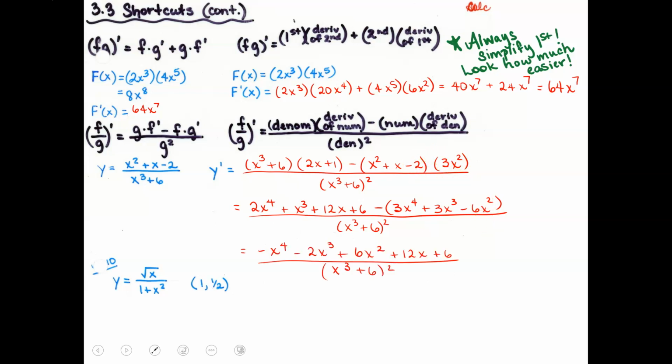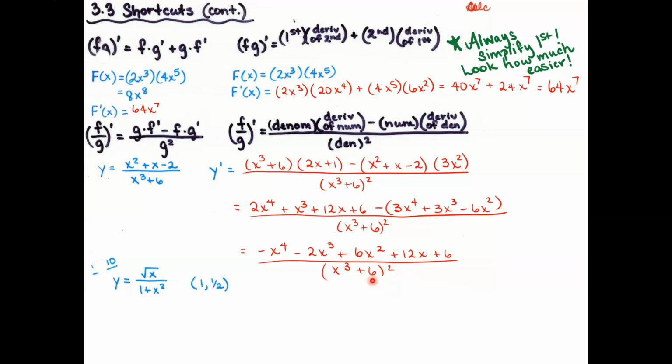All right, so let's combine that numerator. So we can say 2x to the fourth minus 3x to the fourth is a negative x to the fourth. X cubed minus 3x cubed is a negative 2x cubed. I don't have an x squared term up here, but minus a negative 6x squared would be plus 6x squared, and then plus 12x and plus 6, all over that common denominator.